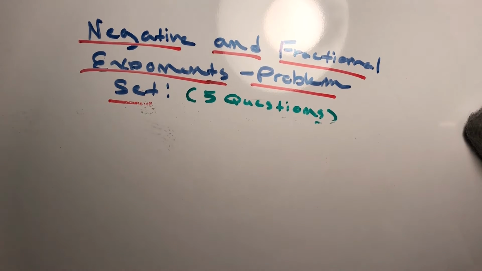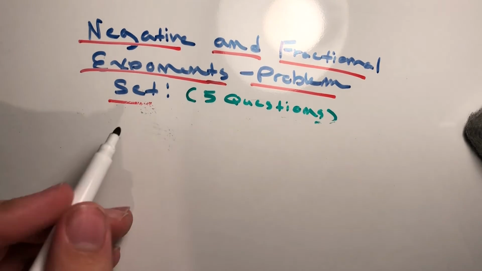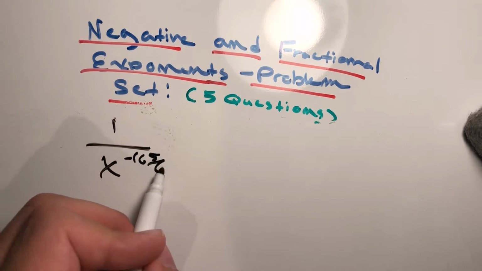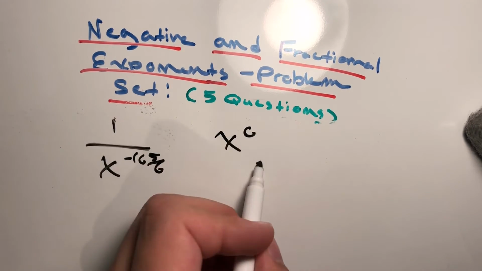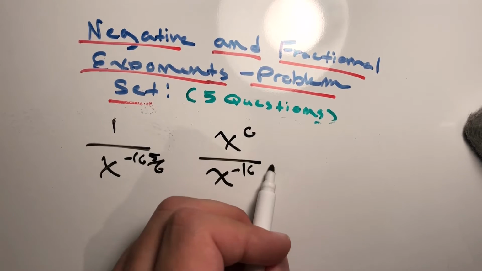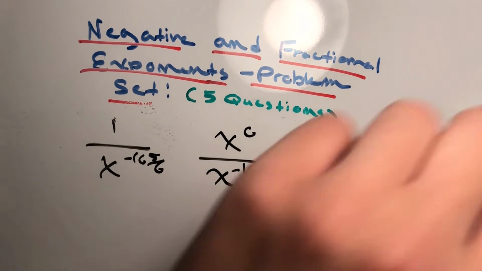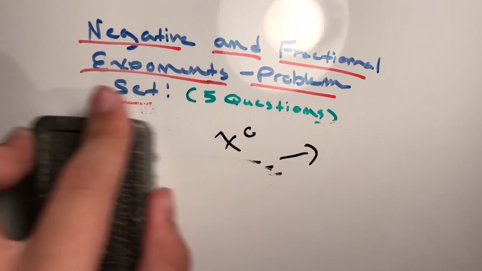And just a reminder, the reason I can bring that to the top in the last example is because 1 over x to the negative 16 and 5/6, right, is the same as x to the 0, because x to the 0 is 1, over x to the negative 16 and 5/6. And so when I apply that third law, I can just bring this to the top, because 0 minus a negative will give me a positive. Just to review, I don't want that to come out of the blue here. Great.